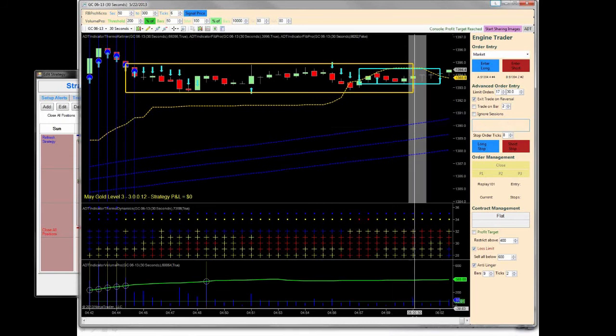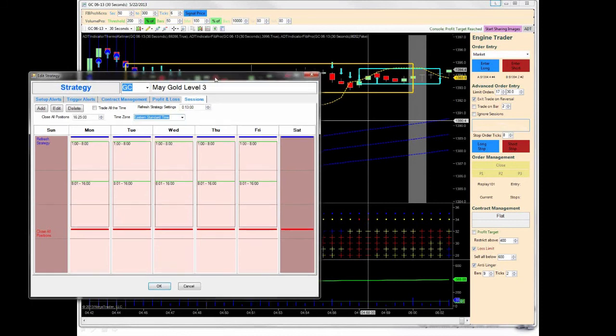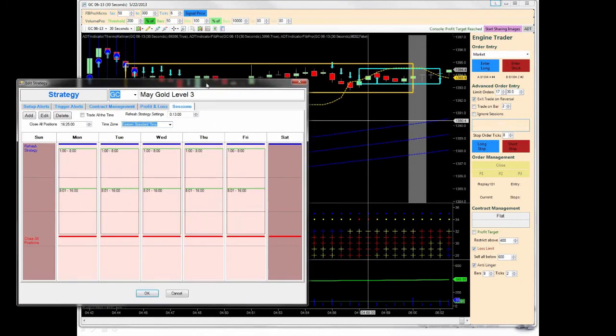So the chart shows my time. The robot runs on Eastern Time. And that's set right here, Eastern Time Zone. And the sessions are set up right here, 1 to 8. That's going to be my London session. 8:01 to 1600, that's going to be my New York session. I leave a gap in there so that it's obvious on the chart, and also because there are features that we're working on that require a little bit of time between sessions.